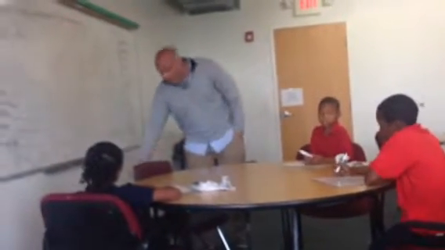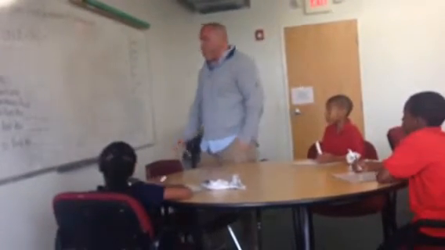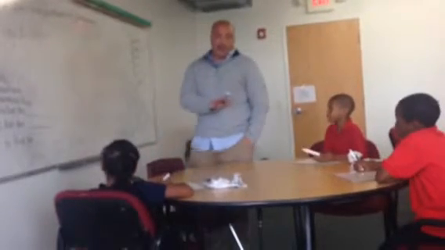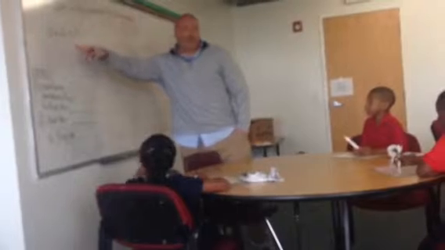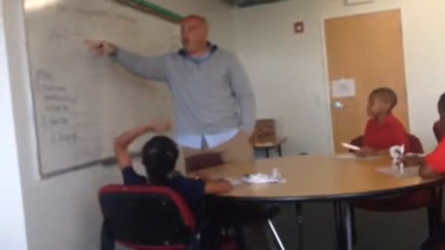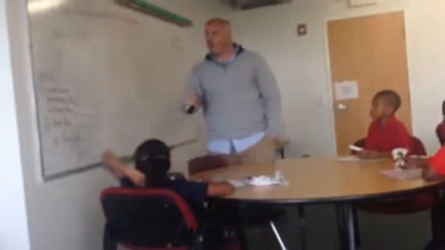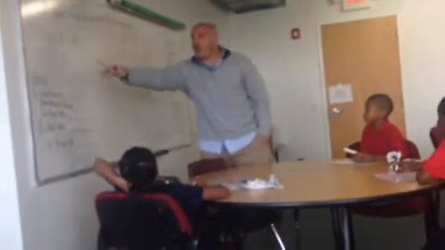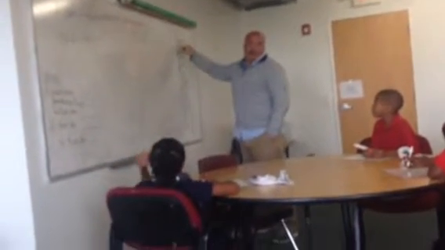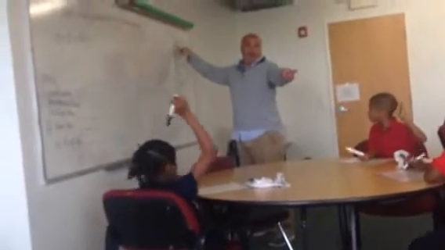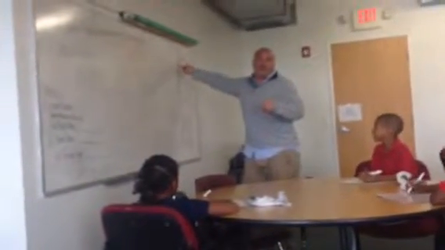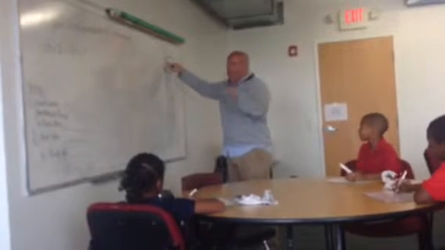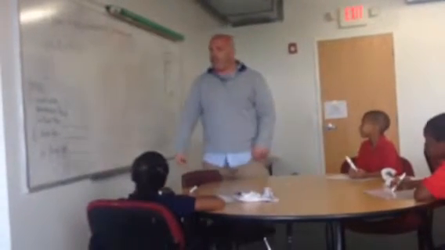Okay, so now what we're going to do is read the problem. We're not going to do the problem yet, we're going to go over the problem. 5 times 2 plus 4 times 1. So, what are we going to start with first? Everything that's in the what? Parentheses. Very good.